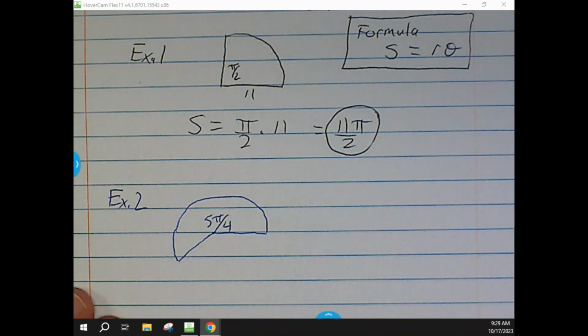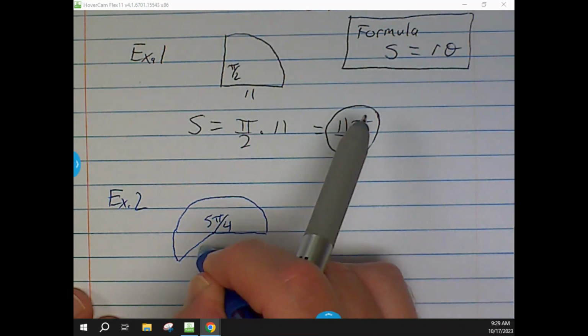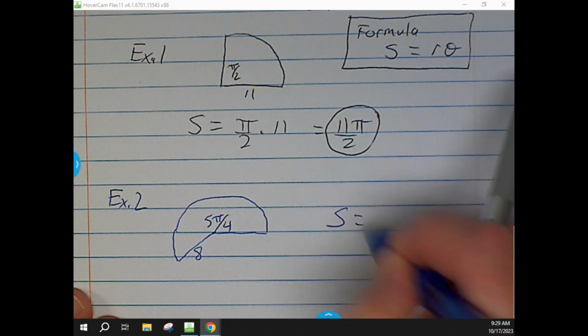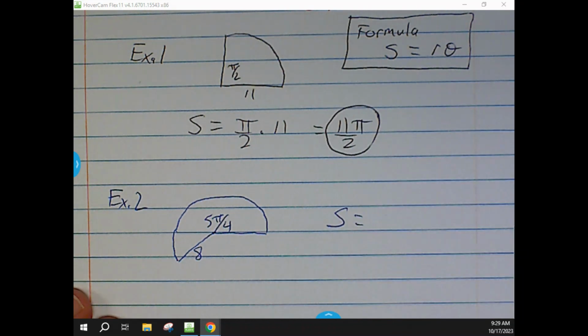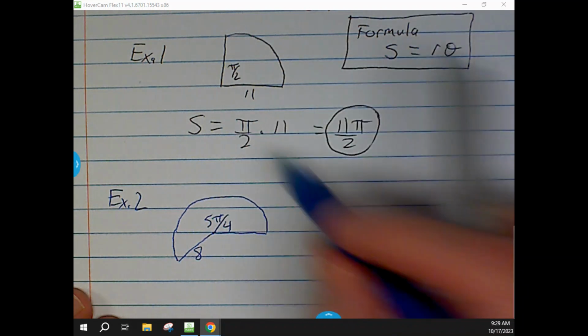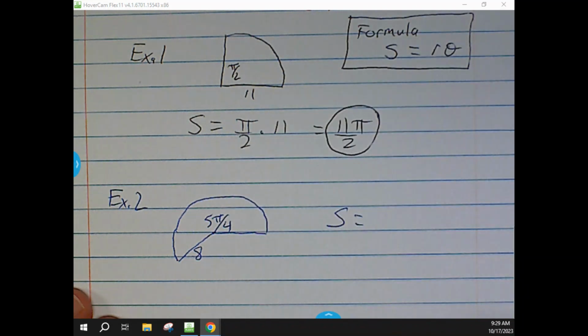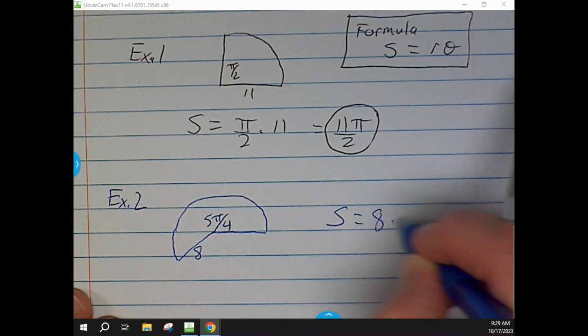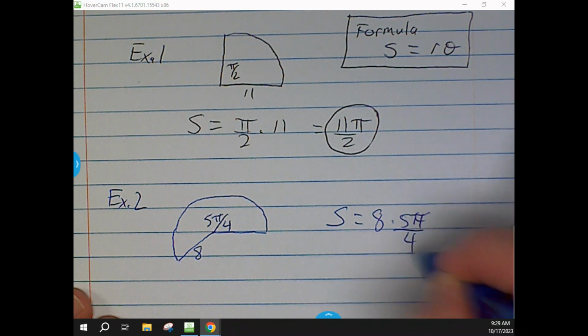Okay, so for this one, we're going to say the angle is 5 pi over 4, and our radius will wind up being 8. I'm going to do these in the correct order this time because I had these two backwards last time. So this was theta and that was our r. So if it's r theta, it's 8 times 5 pi over 4.